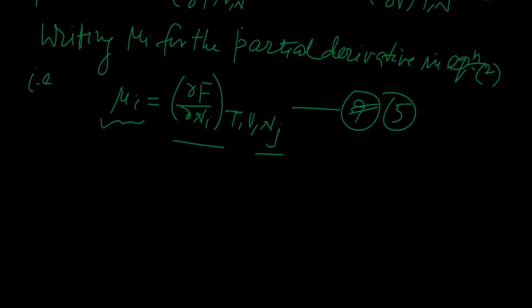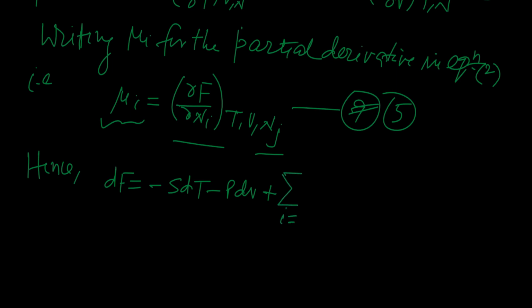Hence, in the light of the above results, we can write dF is equal to minus S dT minus P dV plus summation over i from 1 to n of mu i dni. This is an important result. Say it is P1.